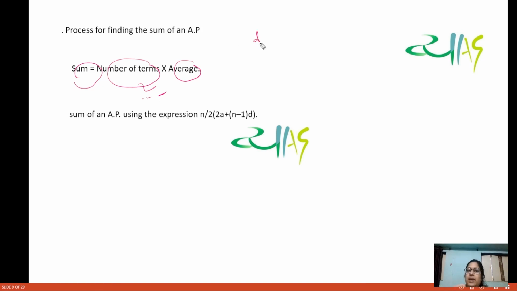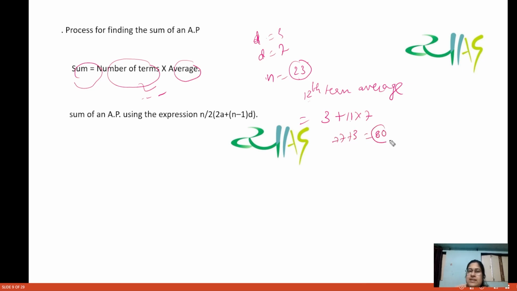So for example, if A equals 3, D equals 7, and the number of terms is equal to 23, then in this case I know that the twelfth term is the average, so let me find the twelfth term. So 3 plus, and I know for the twelfth term I will do 11 into 7, because I have learned this. So I have 77 plus 3, 80. Now it is saying that we have a total of 23 terms. So we will do 80 into 23. This will be easy for us. This is 240. This is 160. So our sum comes to be 1840.